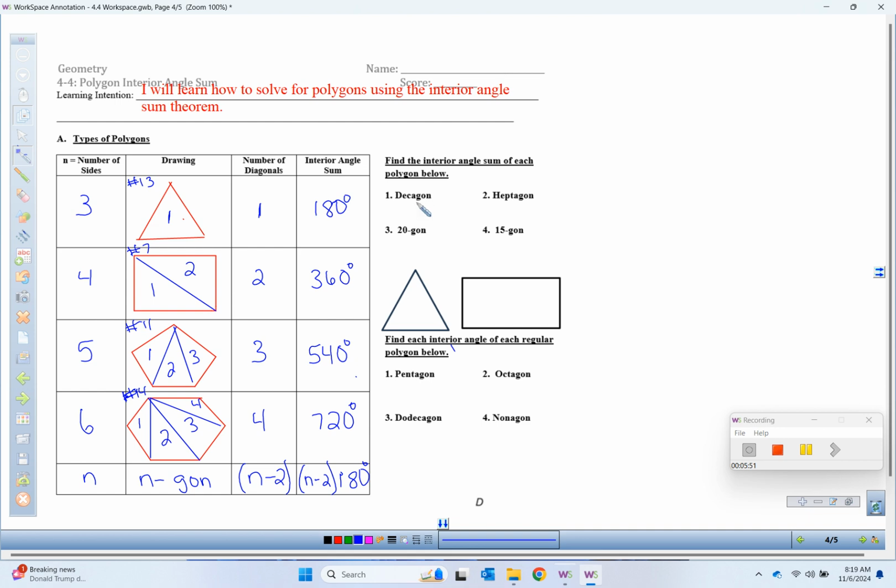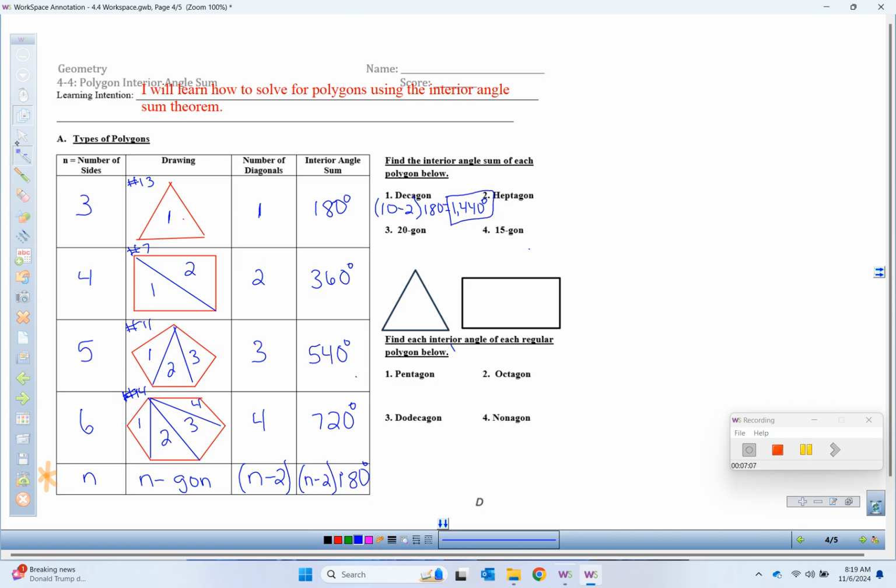And now we have a decagon. So we don't have that in our chart to look at, but we have the formulas down here. So this row is going to be key to your assignment. So a decagon, to find the interior angle sum, we know it's n, n being the number of sides. We know that a decagon has 10 sides, minus 2, times 180. Okay, and you should come up with 1,440 degrees.